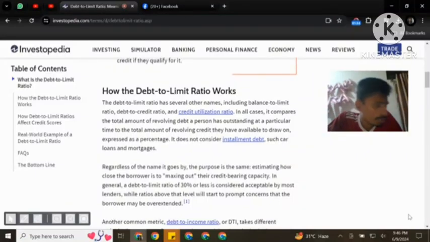So how does the debt to limit ratio work? The debt to limit ratio has several other names, including balance to limit ratio, debt to credit ratio, and credit utilization ratio. In all cases, it compares the total amount of revolving debt a person has outstanding at a particular time to the total amount of revolving credit they have available to draw on, expressed as a percentage. It does not consider installment debt such as car loans and mortgages.